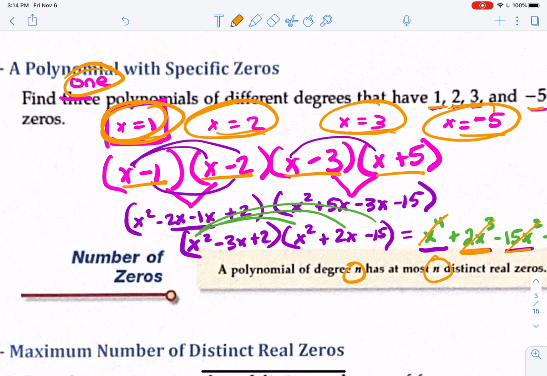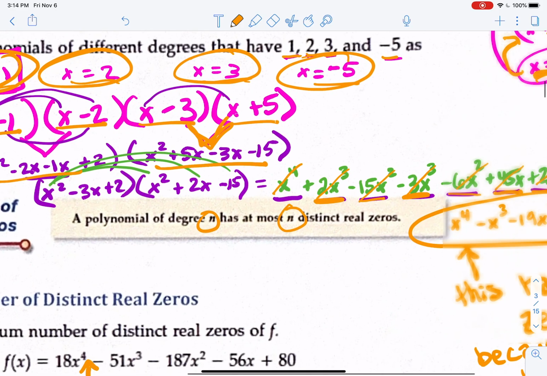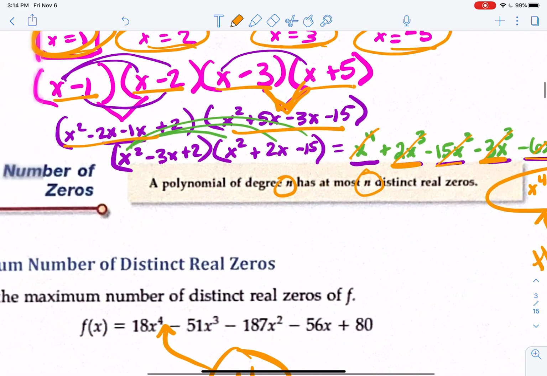And then to find my polynomial, I would just multiply and FOIL each one of them out, okay? So we kind of decided that the fastest way to do that would be to take these two and multiply them together and FOIL them out. And then take these two and multiply them together and FOIL them out, and then take those two answers and multiply those together to get our final answer, okay?